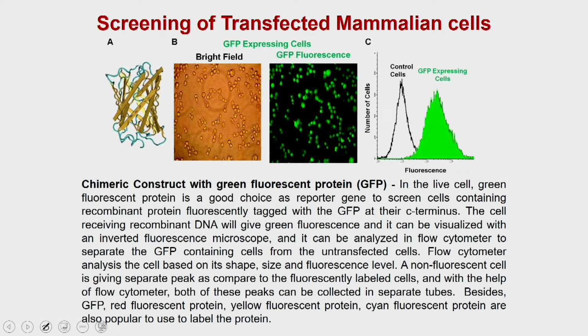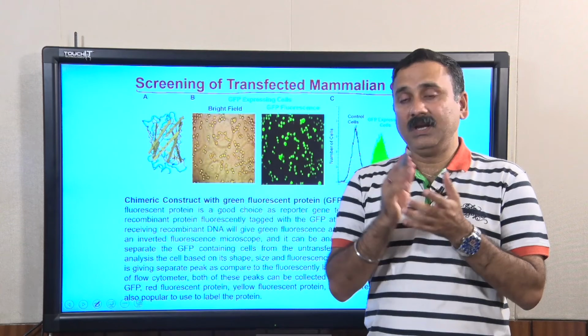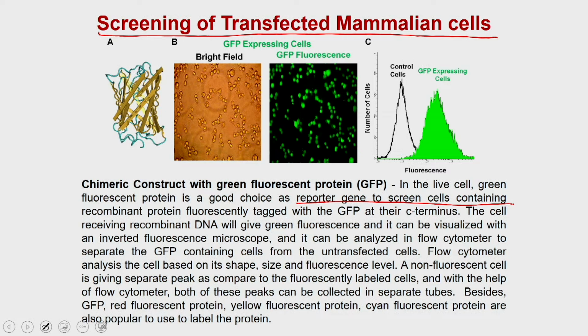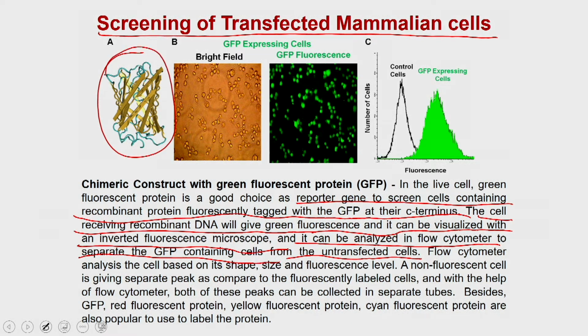Now, let us move on to the next approach. The next approach is that you can express the green fluorescent protein in the cell. The green fluorescent protein is a reporter gene to screen the cells containing the recombinant protein fluorescently tagged with the GFP at their C terminus. The cells receiving recombinant DNA will give green fluorescence, and it can be visualized with an inverted fluorescence microscope, or it can be analyzed by flow cytometry to separate the GFP containing cells from the untransfected cells, which means the GFP is a green fluorescent protein, it gives the green fluorescence.